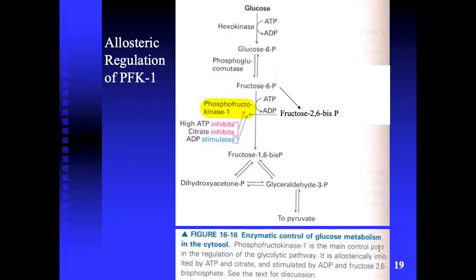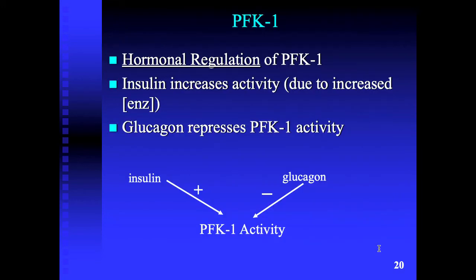Good? Okay. So that's cellular regulation. That's how energy levels in a cell regulate energy production. PFK1 is important for that. So now let's look at the big picture. Let's talk about hormones. This is hormonal regulation of PFK1. Insulin increases the activity of PFK1. Due to increased, what does that mean? Enzyme concentration. That means insulin makes more PFK1 protein.